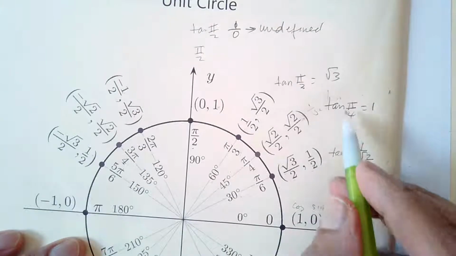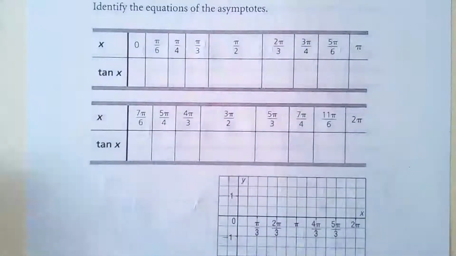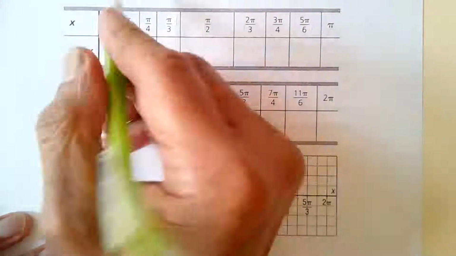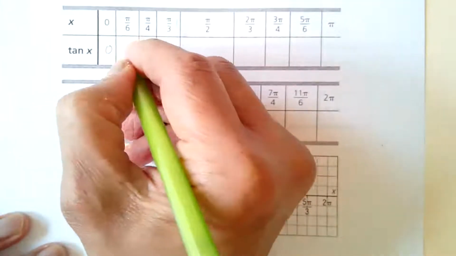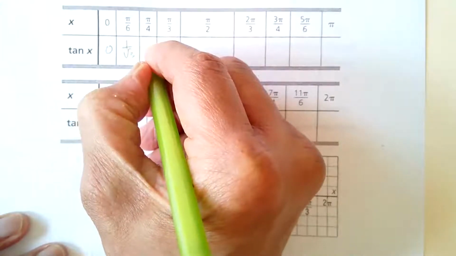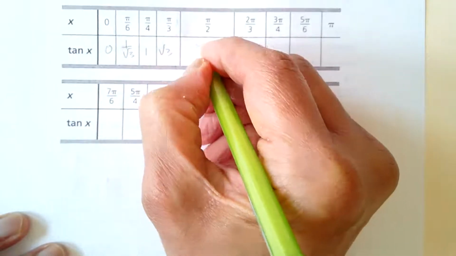So using these, we can repeat the pattern for tangent. So we'll do a tangent one. Tan of 0 is 0. Tan of pi over 6 is 1 over root 3. Pi over 3 is root 3. Now 90 degrees, we say it's undefined.